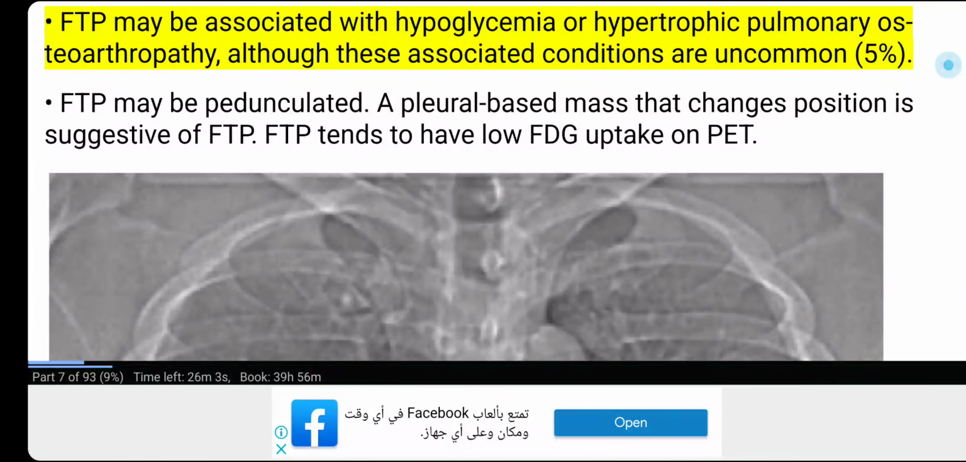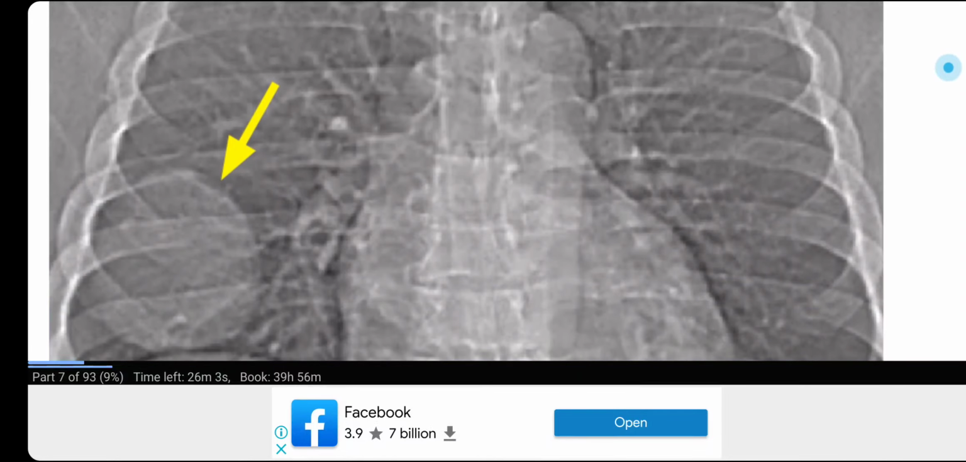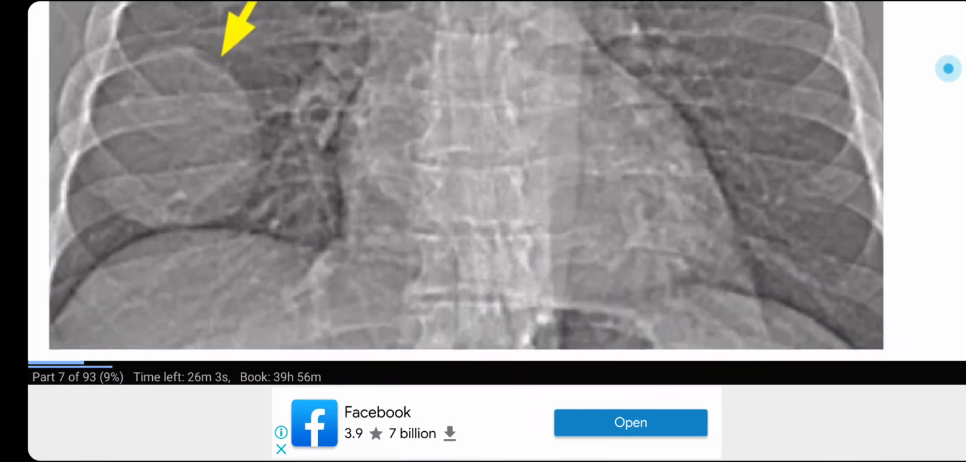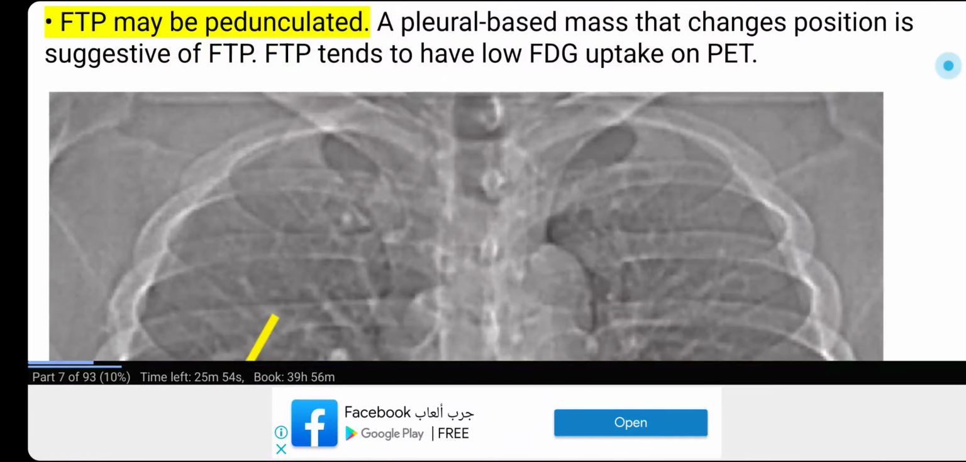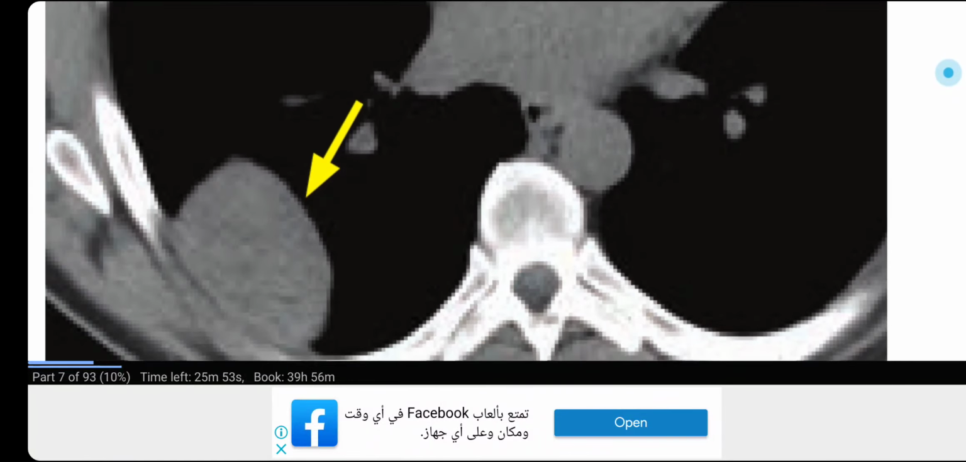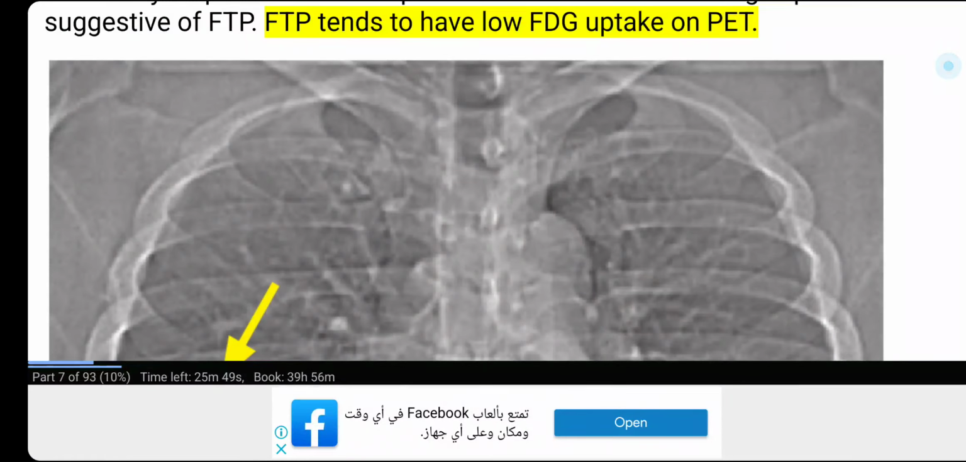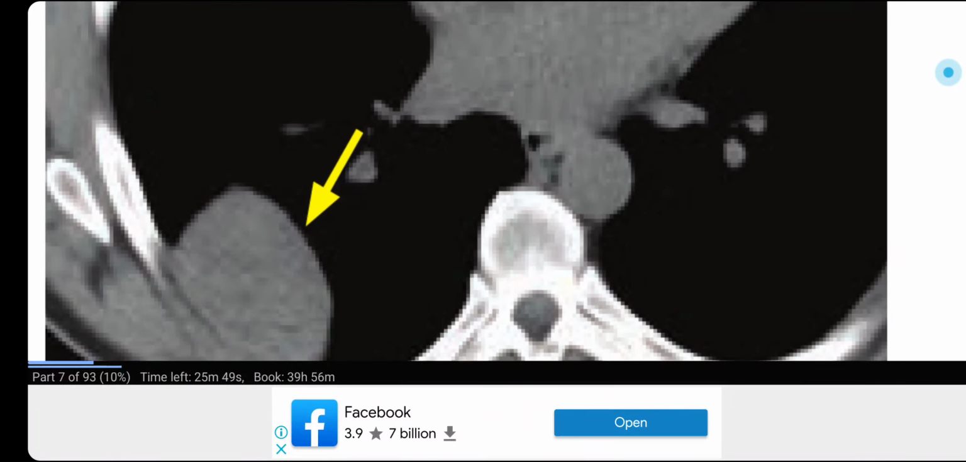FTP may be associated with hypoglycemia or hypertrophic pulmonary osteoarthropathy, although these associated conditions are uncommon, 5%. FTP may be pedunculated. A pleural-based mass that changes position is suggestive of FTP. FTP tends to have low FDG uptake on PET.